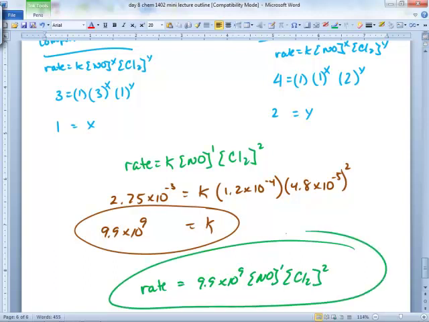Did you get that? I took 2.75 times 10 to the negative 3, right? And then divide by 1.2 exp negative 4, divide by 4.8 exp negative 5, push the x squared button, and then equals. You're plugging it in wrong. Show me how you're plugging stuff in.